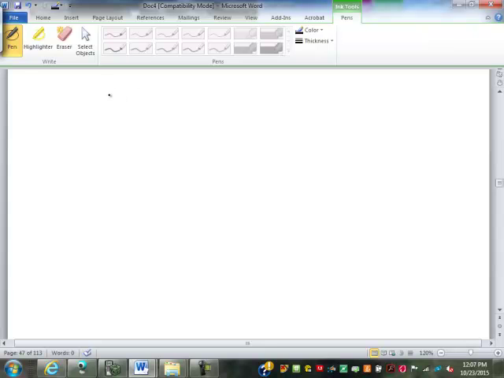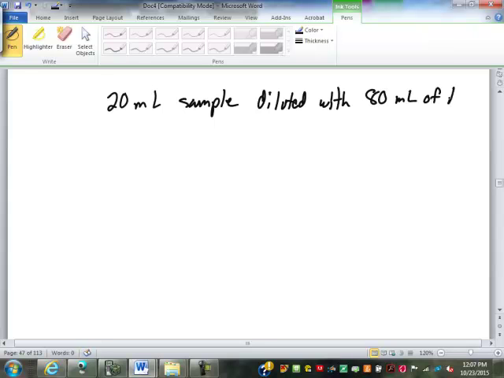We need to be able to do the urine dilution. Let's say we had that sample where we exceeded the meter, and we took a 20 milliliter sample, diluted with 80 milliliters of sterile water. The reading after that dilution is 187 milligrams per deciliter. So find the true reading.